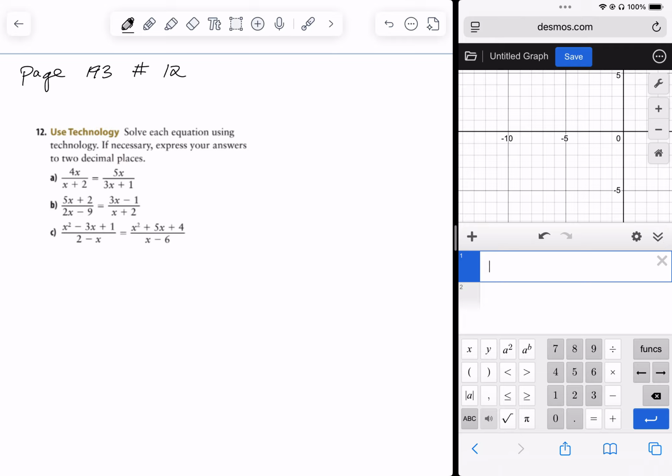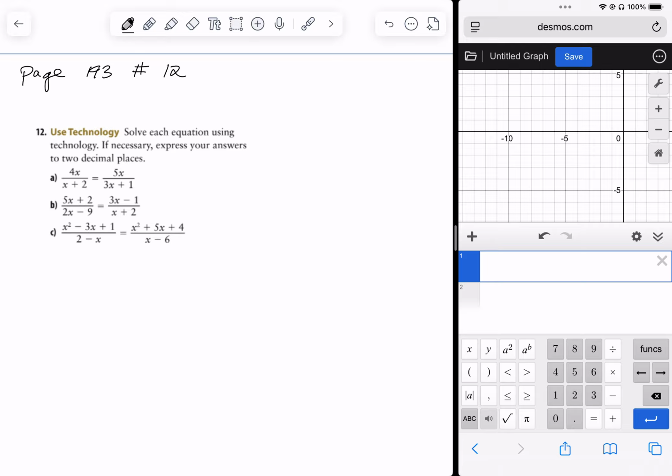Okay, so this is number 12 from your review on page 193. And so what I'm going to do here is, if you read, to solve each equation using technology. So what I'm going to do is actually just solve this with Desmos first, and then I'll explain to you how on earth it's possible that we got those answers with the algebra.